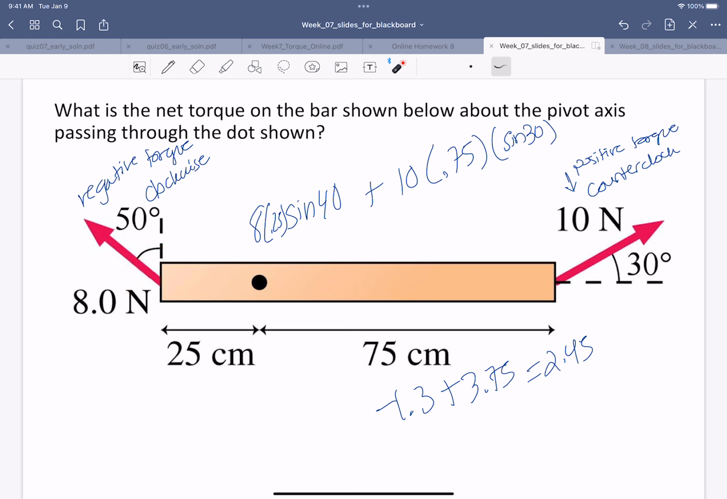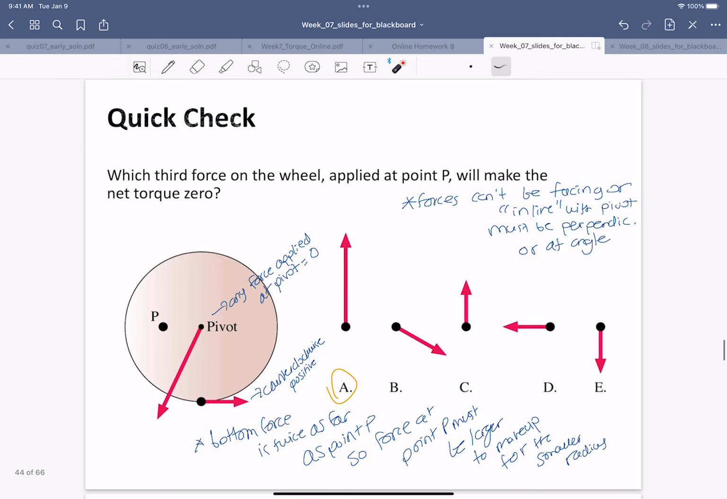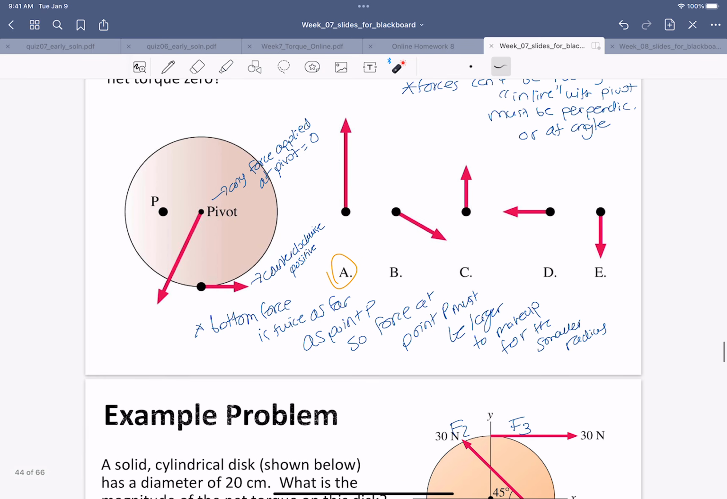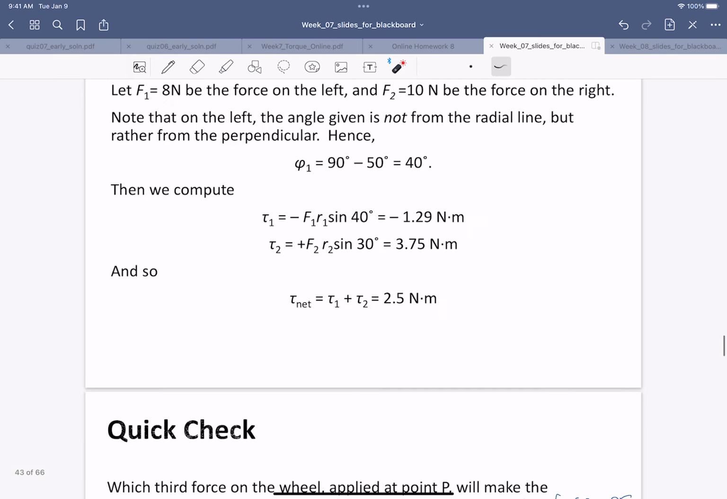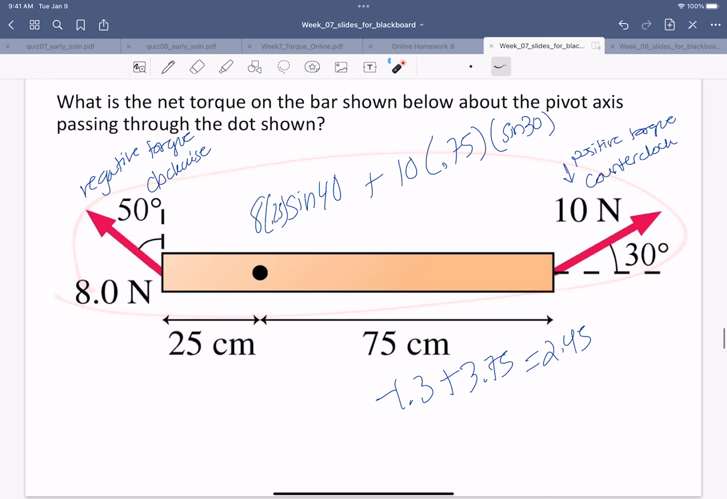This one, however, we can use the 30-degree angle because you can see the radial line is here. Here's the angle. It's sandwiched in between the radial line and the force. Like this. They should all be kind of like this same setup, basically. And you'll always be able to kind of draw the radial line there.